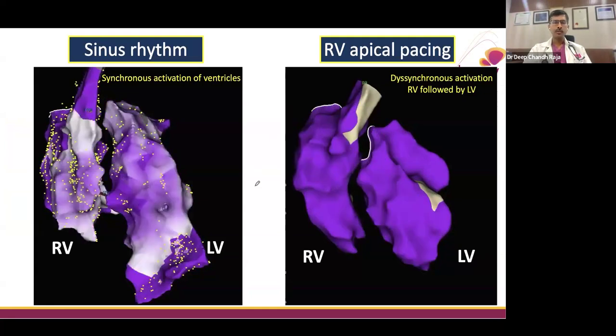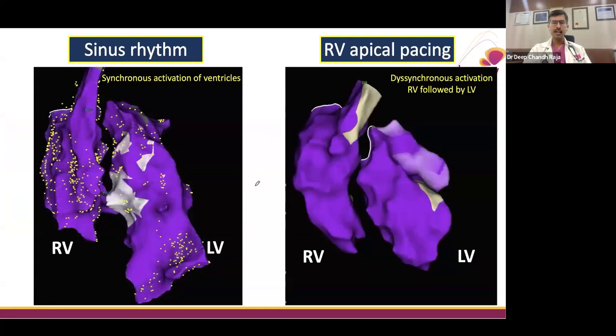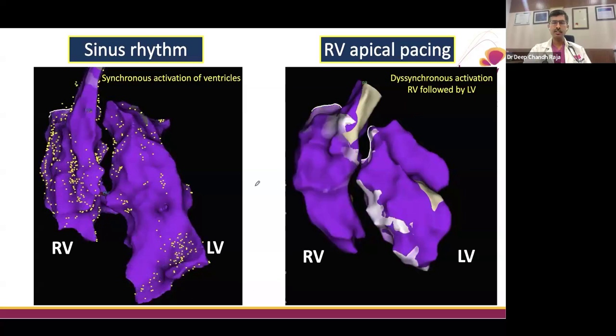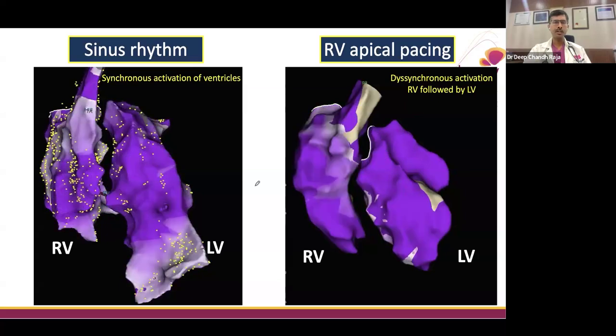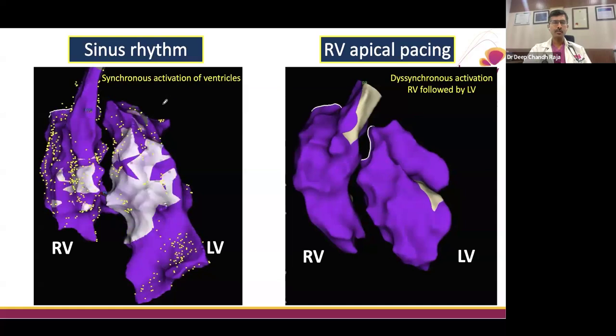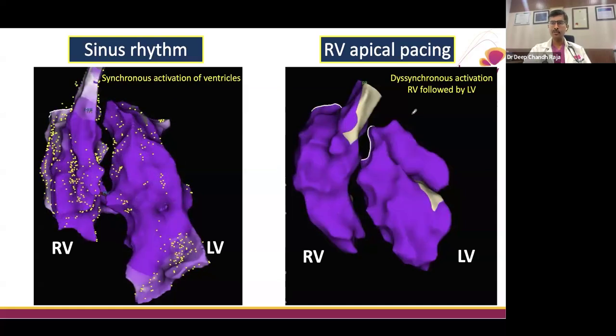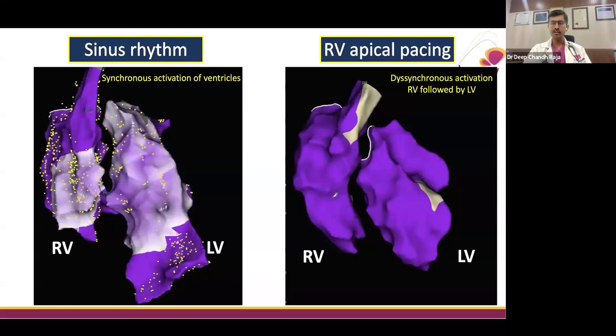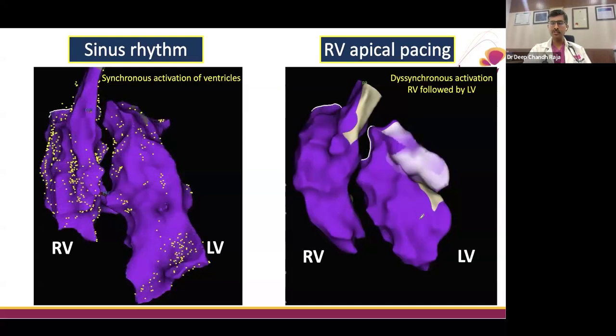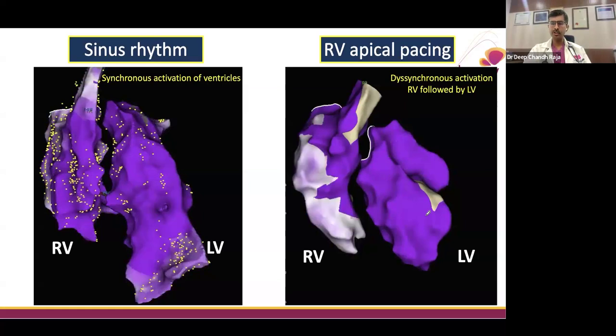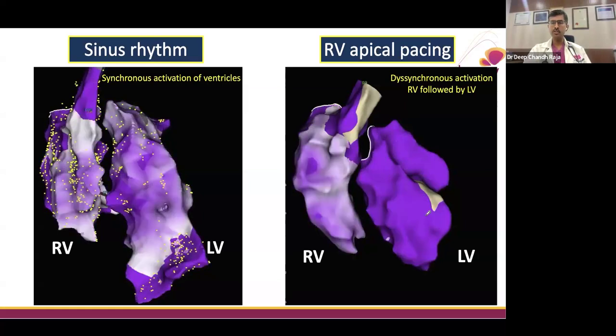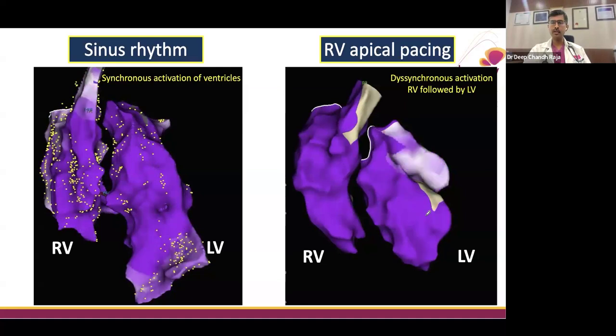pacing. The problem with every apical pacing is, as I've highlighted here on the 3D electroanatomical maps, what happens in intrinsic sinus rhythm is synchronous activation of both the right side and the left side ventricle. But what happens with an RV pacing is the right ventricle gets activated first and then the left ventricle. You are introducing, and we are introducing, a left bundle branch block. We are introducing a dyssynchronous activation of the ventricles.